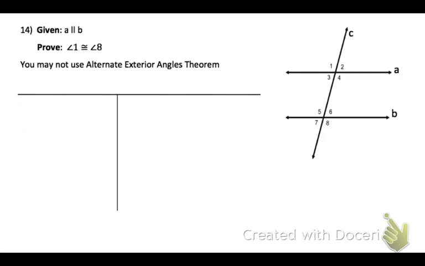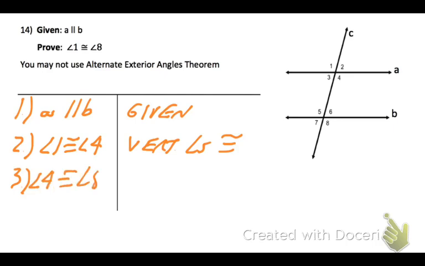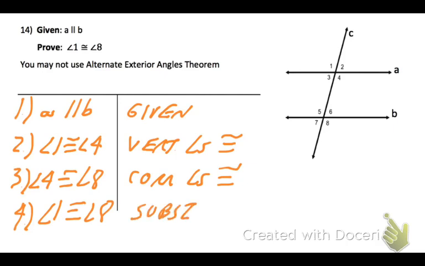14, last one. We've got given A is parallel to B. We are trying to prove that angle 1 is congruent to 8, so we need to find an angle that ties together with 1 and 8. So how about, let's do 4. Because angle 1 is congruent to 4, because vertical angles are congruent. And we know that angle 4 is congruent to 8, because those are corresponding angles that are congruent. And finally, 1 is congruent to 8. Substitution. Transitive property works as well.